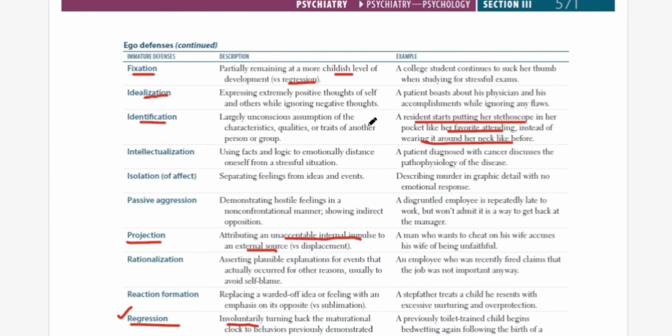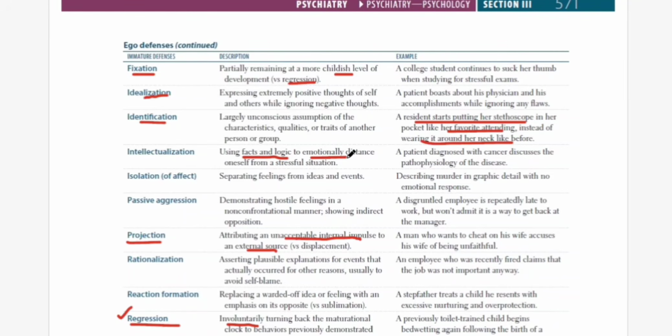So let's move to the next, intellectualization. Intellectualization is basically when someone focuses on facts and logic and avoids the emotional side of the stressful situation. They depend on the facts and logic and avoid the emotional side of that stressful situation.